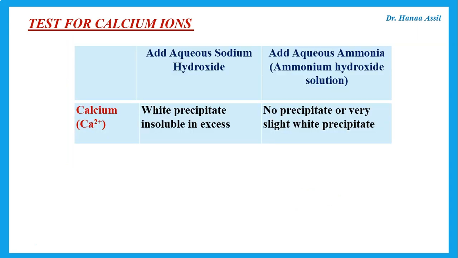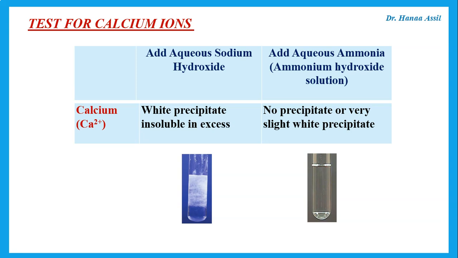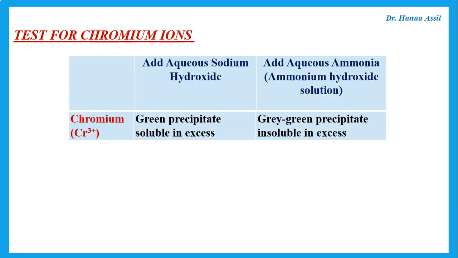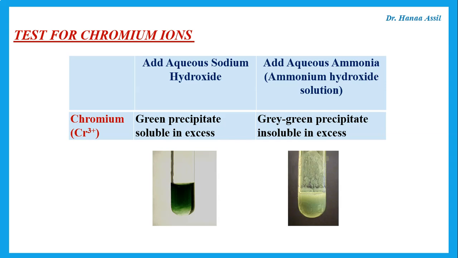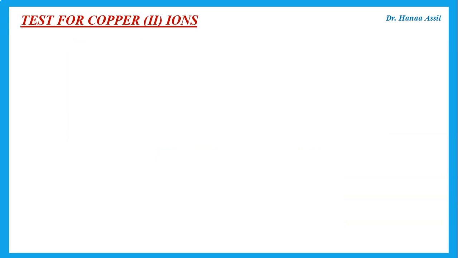Test for calcium: we add sodium hydroxide. It gives a white precipitate insoluble in excess. Add aqueous ammonia, it gives no precipitate or a very slight white precipitate. That's for calcium. What about chromium? Chromium gives a green precipitate with sodium hydroxide that dissolves, that is, it is soluble. With aqueous ammonia, it gives a gray-green precipitate that is insoluble.